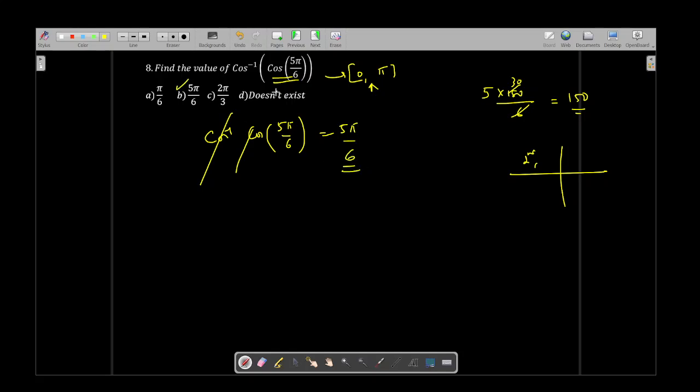For sine the domain is minus pi by 2 to pi by 2. For cos it is 0 to pi. So if the value is between 0 and pi, you directly write this as 5 pi by 6.